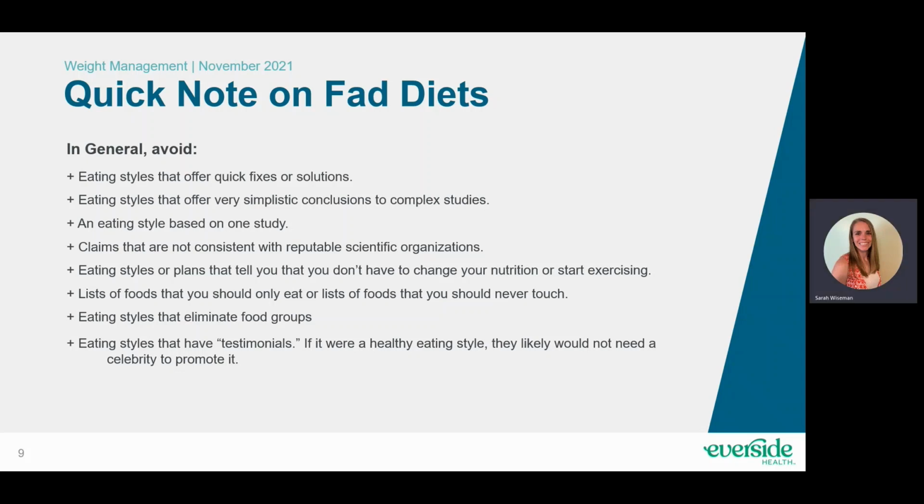Also avoid eating styles that tell you that you don't have to change your nutrition to start exercising, or offer a quick pill so that you don't even have to start dieting to see the results you want. Avoid lists of foods that you should only eat, or lists of foods that you should never touch. If there are foods you should never eat, unless it's an actual allergy, you might be careful about that. Avoid eating styles that eliminate food groups, and eating styles that have testimonials. That's all the celebrity press, having somebody testify that this is a great eating style. If it's a healthy eating style, they likely wouldn't need somebody famous to promote it.